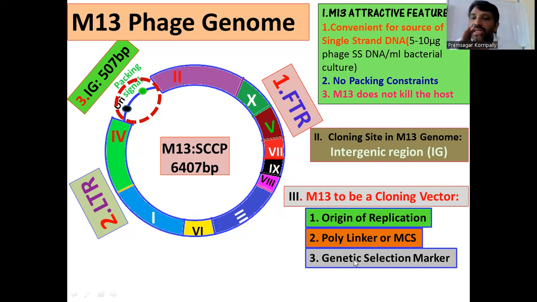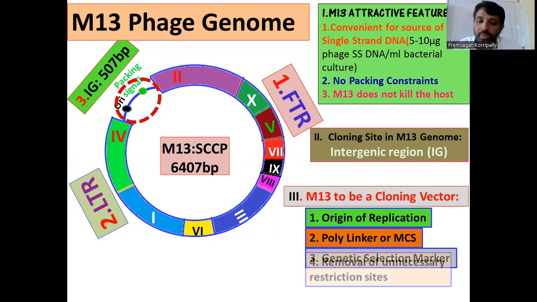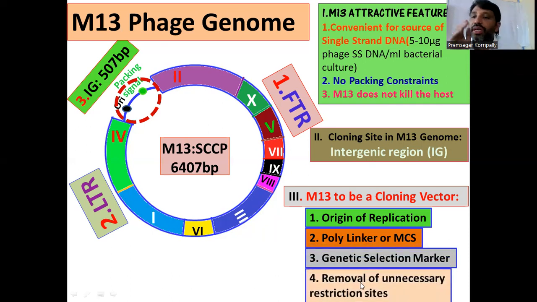Then third one is the genetic selection marker. Unless you insert the genetic selection marker into the M13 genome, you cannot distinguish between the recombinants and non-recombinants. Hence, we have to include the genetic selection marker also. And also, we have to remove the unnecessary restriction sites present in the genome through in vitro mutagenesis. When you remove the unnecessary restriction sites, then only unique restriction sites will be there in the polylinker or MCS region that allows the cloning of your DNA of interest.